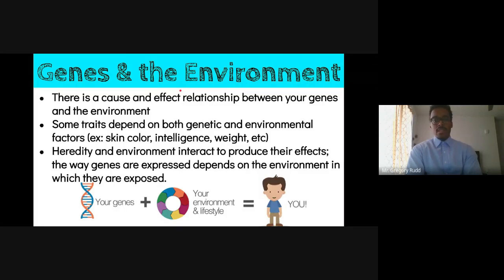Many of the traits that make us who we are as individuals depend on both genetic and environmental factors. For example, skin color. We have genes that code for our skin color, but also the amount of sun that you are exposed to determines your skin color as well. Intelligence. We have genes that code for specific brain pathways that might make a person have a better long-term or short-term memory or be able to process information faster. But at the same time, intelligence is also a result of your access to schooling and to an education.